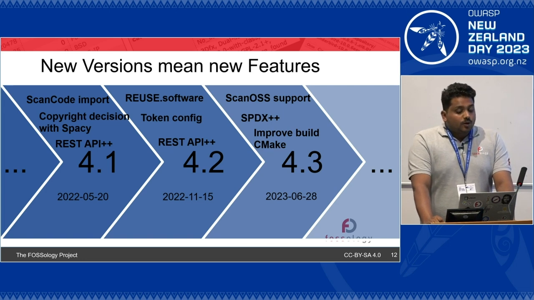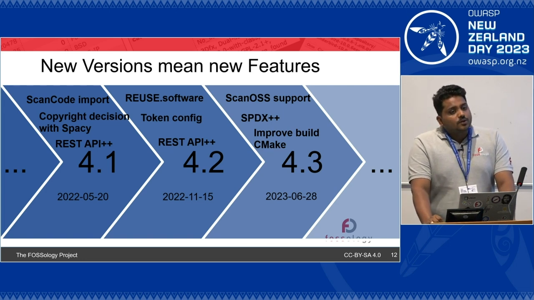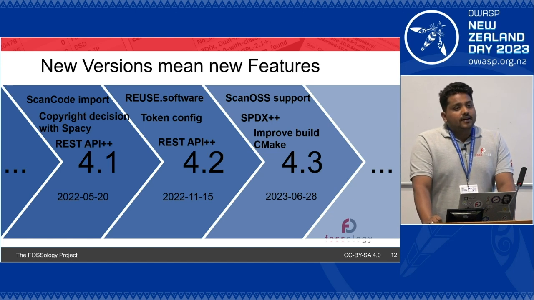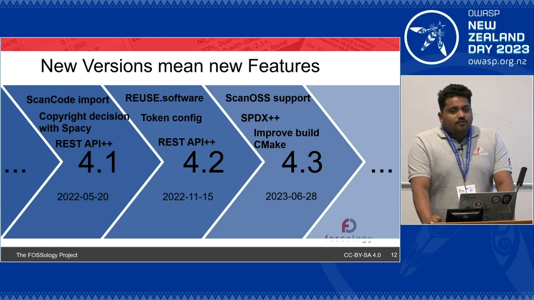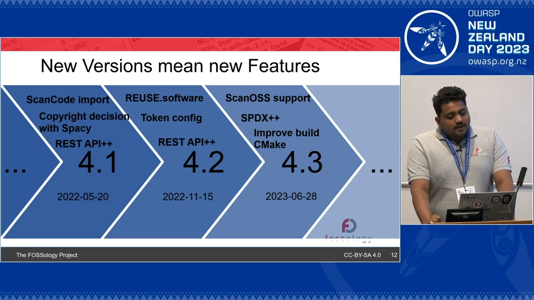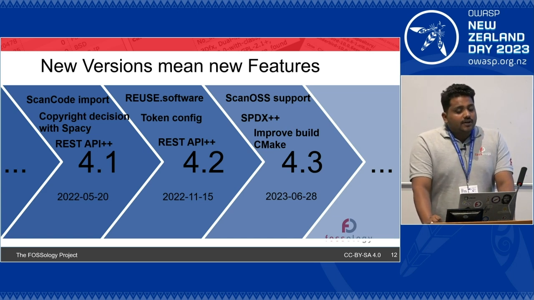If you take 4.1, we provided support for ScanCode, which is also a famous tool for identifying or scanning licenses. So you can compare ScanCode and FOSSology findings, and also review the results based on both findings. And in 4.2, the main thing we did is make our project REUSE compliant.